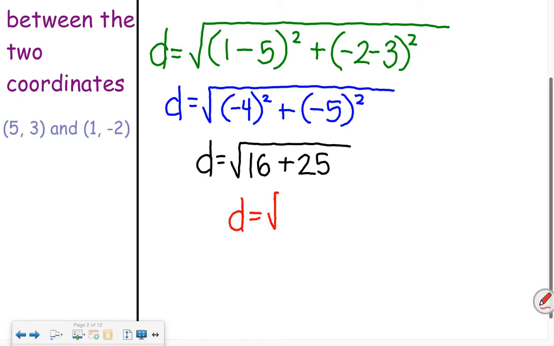And then don't forget to take the square root of that. So the square root of 41 is 6.4. So the distance between those 2 ordered pairs is 6.4.